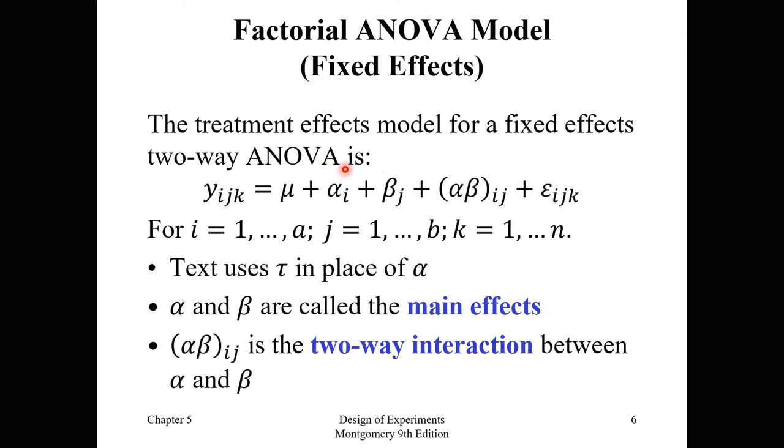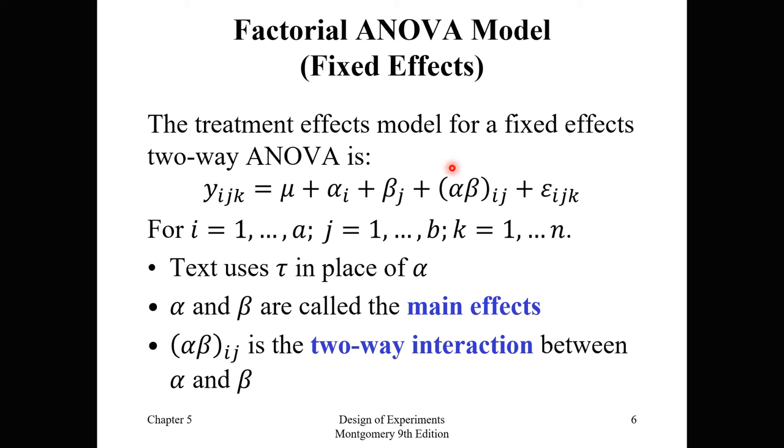So it's not the number of males, it's not the number of females or the number of surfers, it's the number of individuals within that combination. So the text uses tau in place of alpha. Alpha and beta make more sense to me, but just so you know, alpha and beta are called main effects.